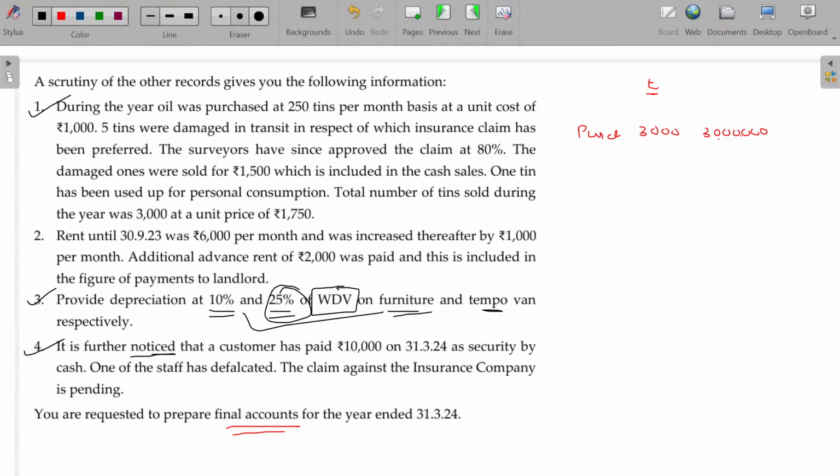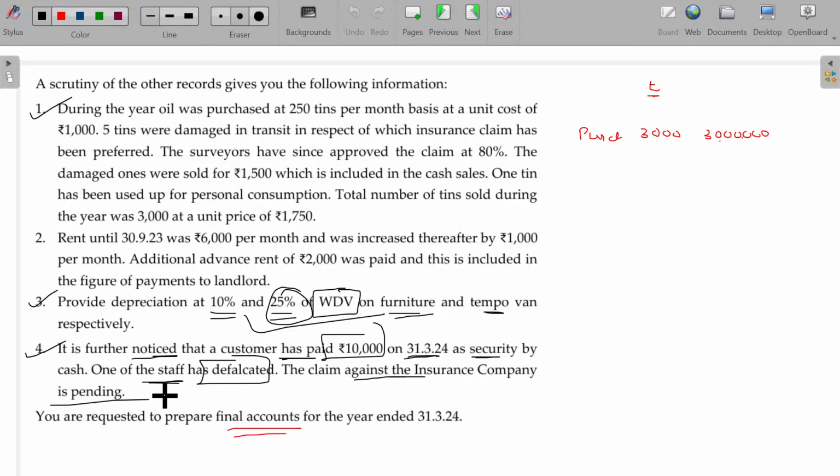4th, it is further noticed that a customer had paid 10,000 on 31/3/24 as security by cash. One of the staff has defalcated. The claim against the insurance company is pending. So there is a defalcation, absconding with the 10,000 rupees. Anyhow, we have to answer the customer, right? So he demands that I have paid already 10,000 rupees. It's none of my business, you have to pay me in due course. So now we are supposed to pay to him. Anyhow, it's a loss, defalcation. If there is any chance we can recover, otherwise it will be an expense debited to the P&L account.